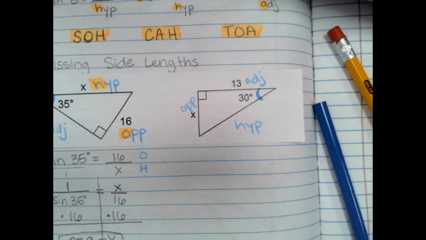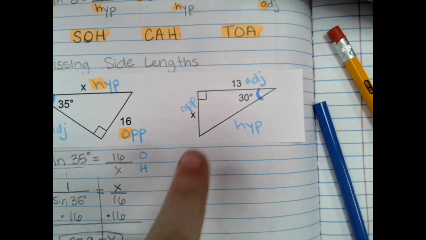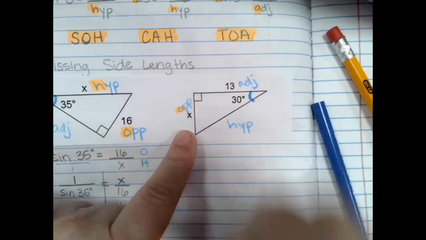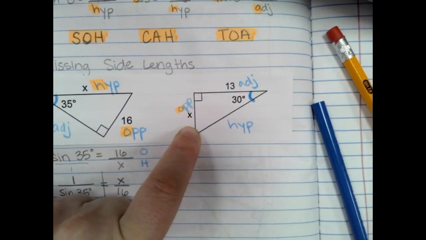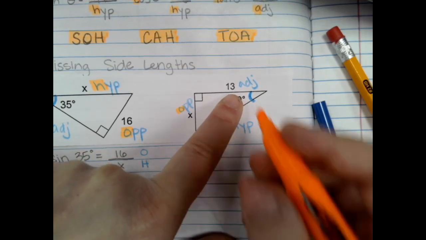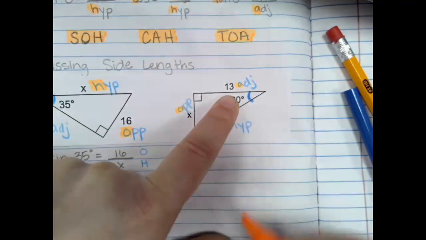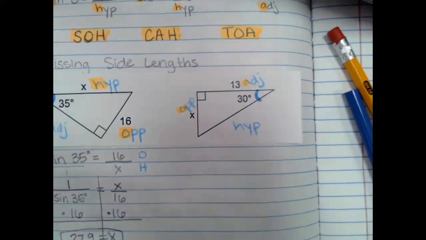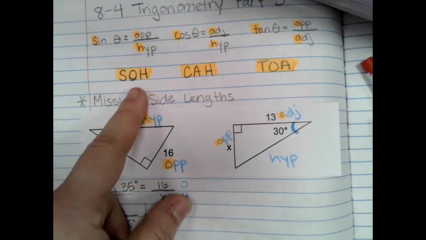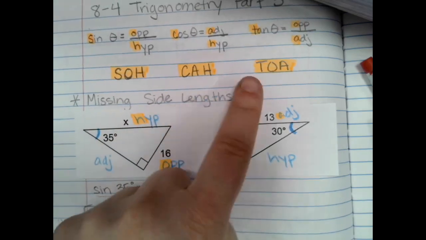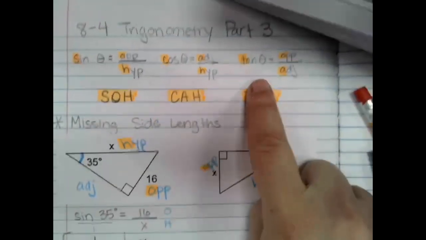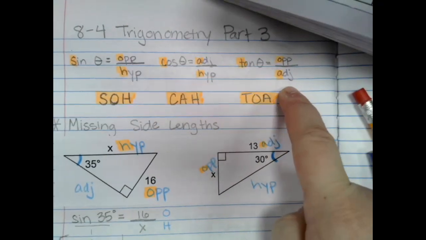So I'm going to take a look and see what sides I'm given there. I have x is my opposite, so that's my O. 13 is my adjacent, my A. So I have O and A for my sides. So I need to decide which function am I going to use with opposite and adjacent. Is it going to be sine, cosine, or tangent? Good, tangent, because tangent is opposite over adjacent.